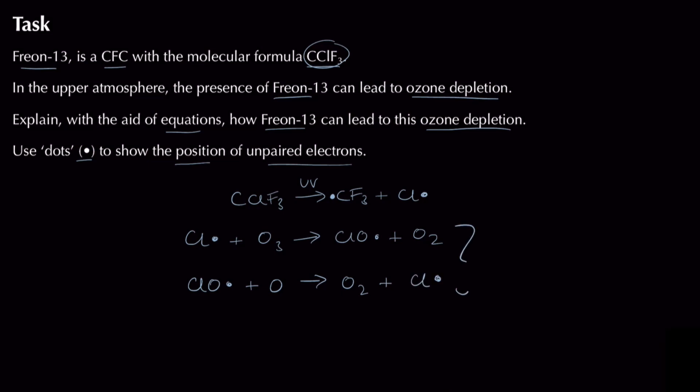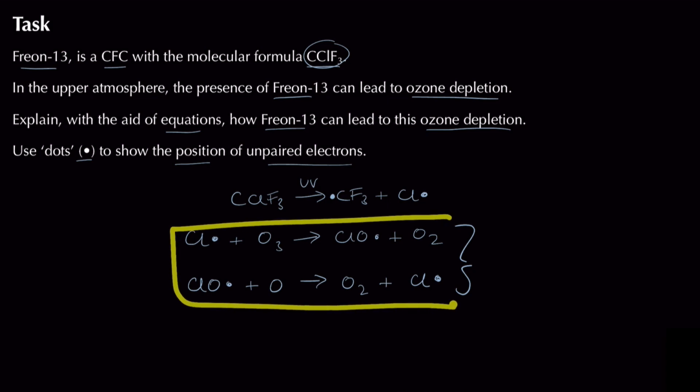Now with these 2 propagation steps, I need to produce an overall equation over here. How am I going to go about doing that? Well, I'm going to combine both of these 2 equations together, take my reactants on the left, products on the right. I cancel what's the same on either side. So I've got chlorine radical there with chlorine radical there. I've got ClO radical here with a ClO radical here.